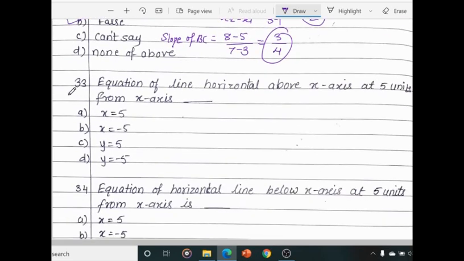Equation of line horizontal above x-axis at 5 units from x-axis. See, this is the x-axis, this is y-axis. And the point is above x-axis. That is 1, 2, 3, 4 and 5 units. This will be the line. And we know the equation of this line is always y is equals to 5 because this is on y-axis and this is the point 5. So y is equals to 5 is the equation of the given line.